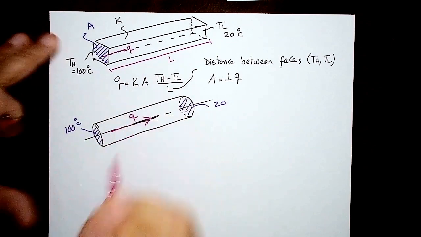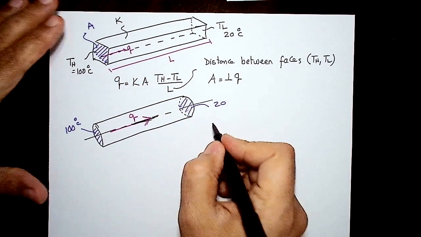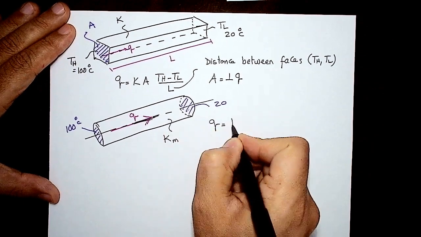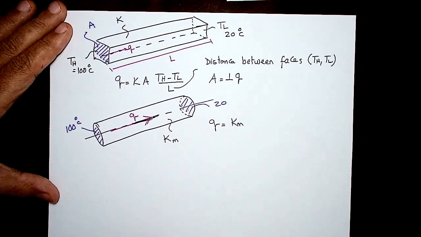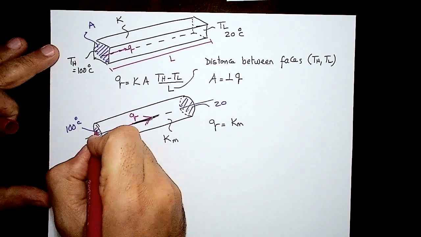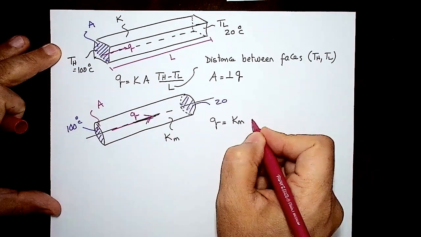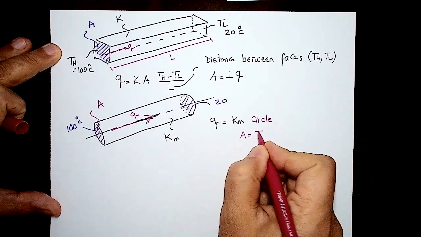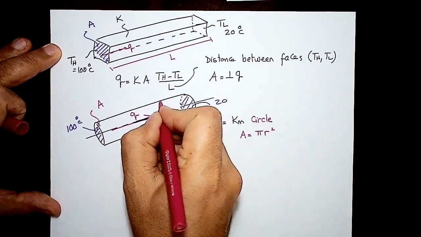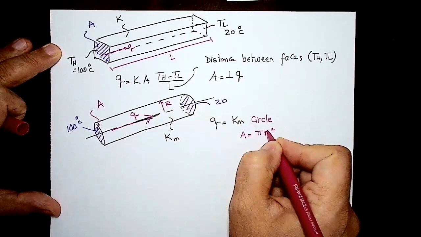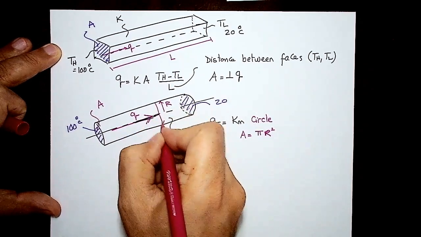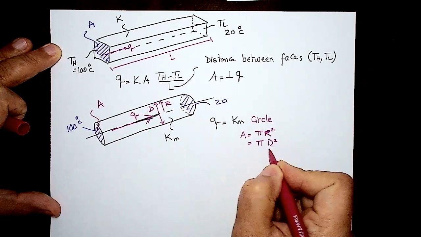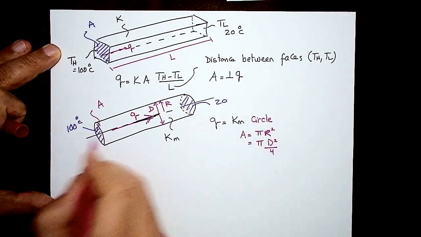Now it doesn't matter. I'm dealing with the same case here. That's Q. So how are you going to use the equation? Q is going to equal, what is K of that material? Km. What is the area perpendicular to the heat? It's going to be a circle. This is the area I'm looking for. So the area is going to be a circle. What's the area of a circle? Pi r squared. What is r? Is that the radius here? Let's make the r capital. Or if I know the diameter, say that's D capital, it's going to be pi D squared over 4. Any one of them will give you the area of a circle.